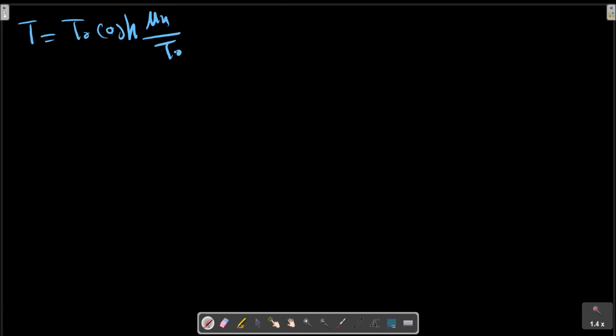We may also express the tension in terms of T0 plus mu y. These equations show that the change in cable tension from that at the lowest point depends only on the term mu y.